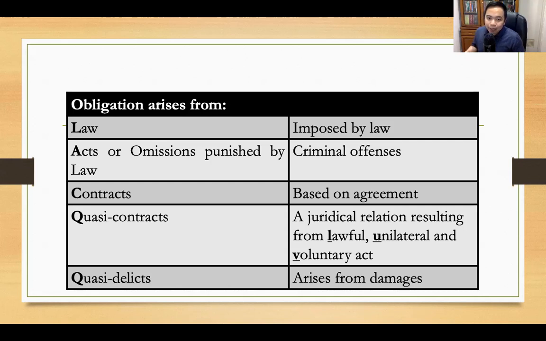It proceeded from a lawful, unilateral, and voluntary act of one person giving rise to the juridical relation between the payor and the payee. Now, the other type of quasi-contract is what? Negotiorum gestio.